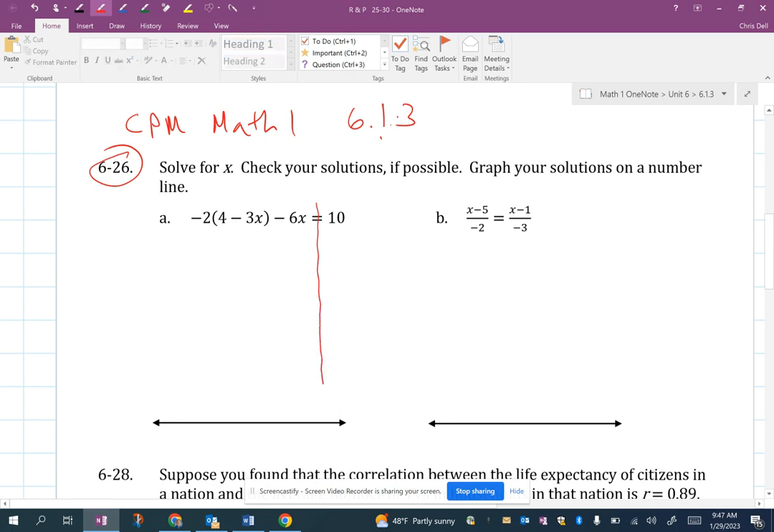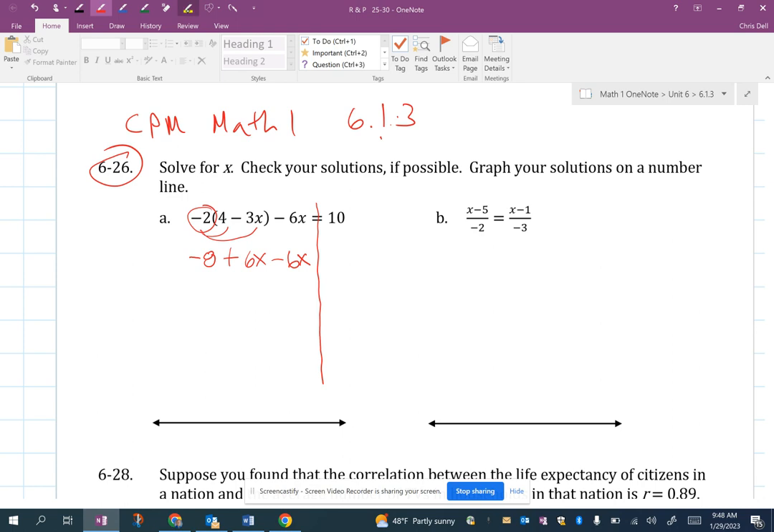So this is what I'm going to do. I'm going to use algebra to do that. So I'm going to take -2 and distribute it. The first thing is I'm trying to clean this up so I can get my variable expression isolated, my x all by itself. So -2 times 4 is -8, -2 times minus 3x changes to plus 6x. And then I still have a minus 6x on the end there.